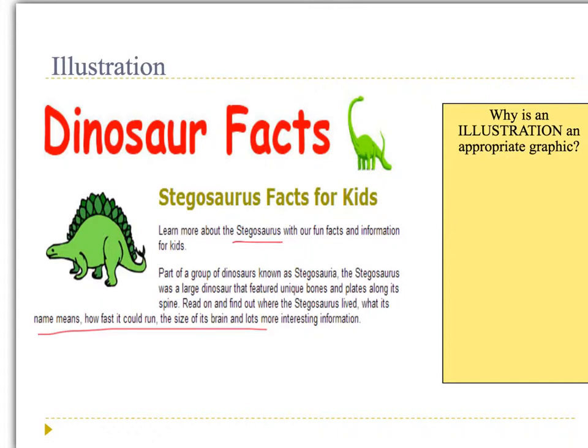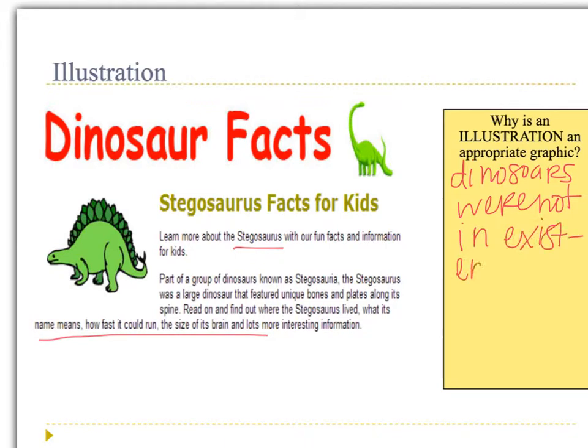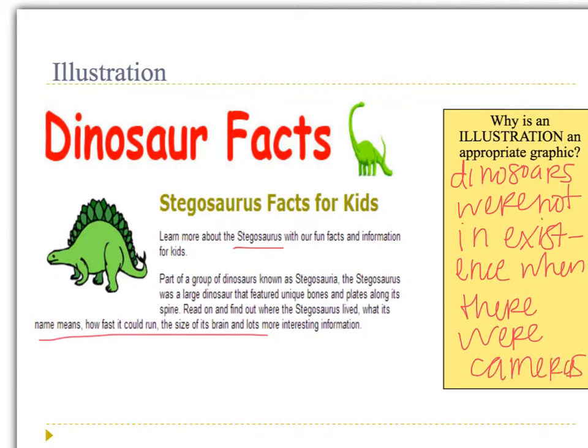Okay, so you should have put down that it's an appropriate graphic because dinosaurs did not exist when there were cameras. Dinosaurs were not in existence when there were cameras. So that's why you need to have an illustration.